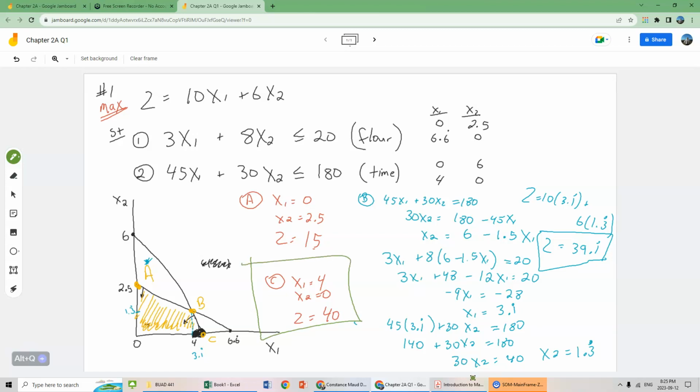x1 equals 4, x2 equals 0. So in order to maximize profits, we would produce 4 x1s and 0 x2s. I think this example has to do with bread and something else. But that is our optimal solution, as I've highlighted in green.